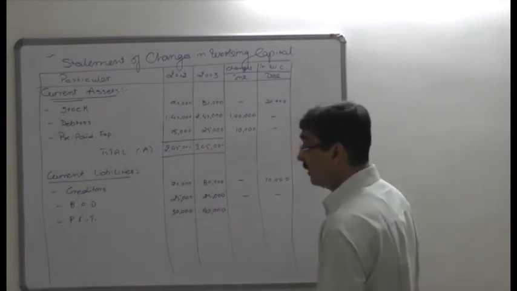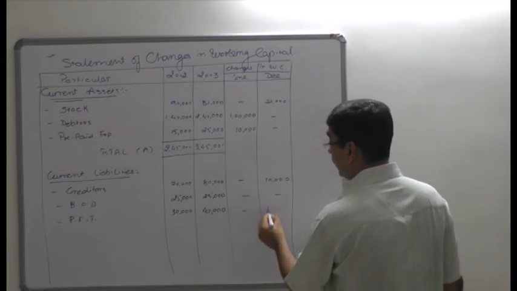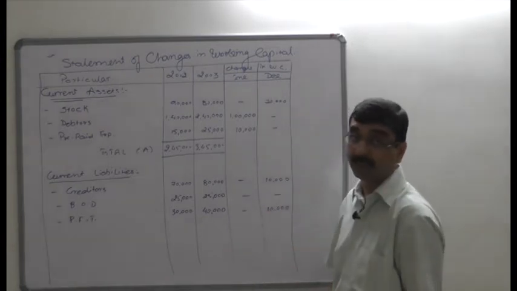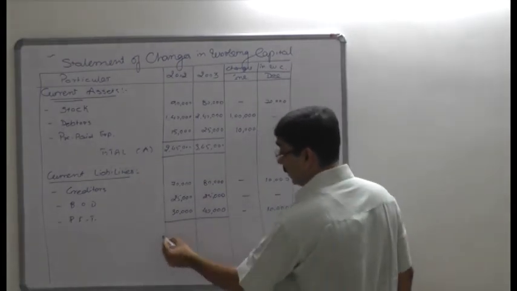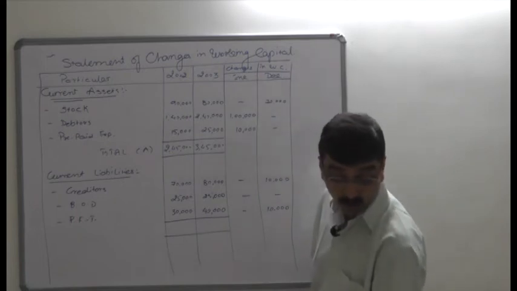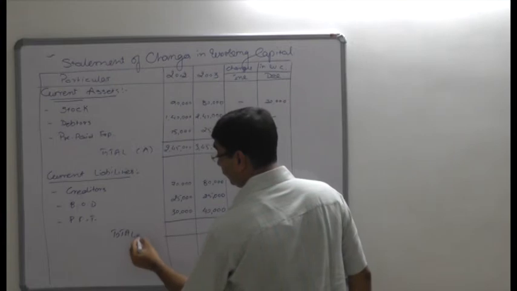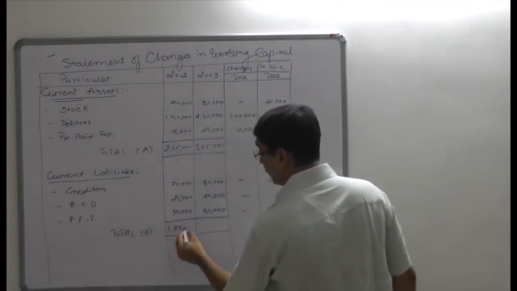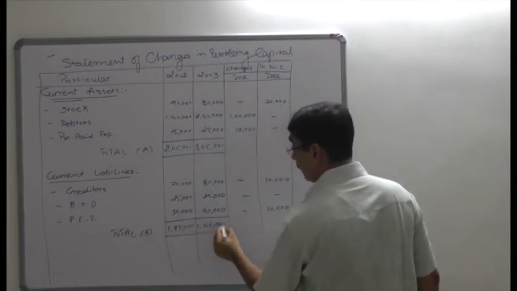In the same way the formula is applied: if the current year current liability is higher than the last year, it's considered as a part of decrease in working capital. So this is the situation of current liability. Now that's it for current liability, no more, we don't have more current liabilities. Make a total of that. This is 1,25,000 rupees here, and this is 1,45,000 rupees here.